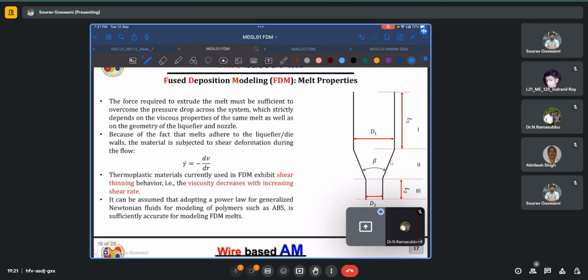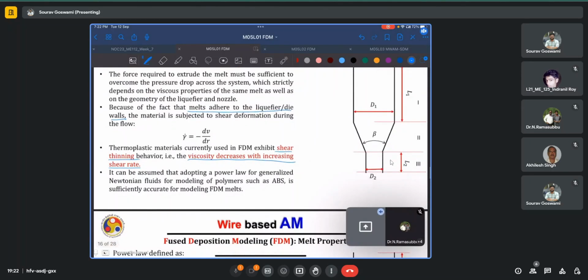Now, since the melted filament adheres to the liquefier walls, the materials undergo some shear deformation. And the inherent nature of thermoplastic materials is to actually exhibit shear thinning. That is, when we increase the amount of shear or the shear rate acting on the filament material, its viscosity decreases. So with increasing shear, it becomes more and more flowable. And a power law can be used to approximate the material behavior in this case, and this power law is used in conjunction with the assumption of a generic Newtonian fluid.